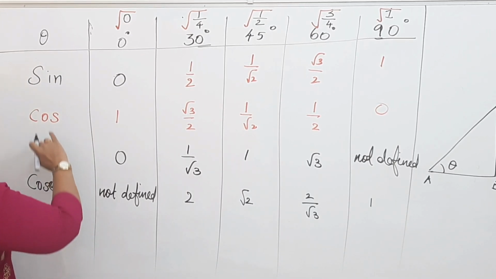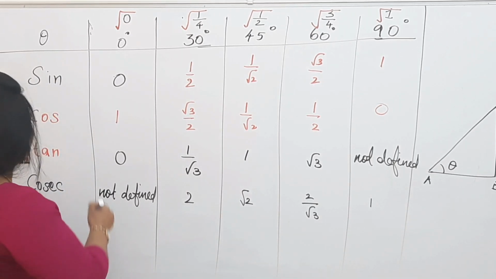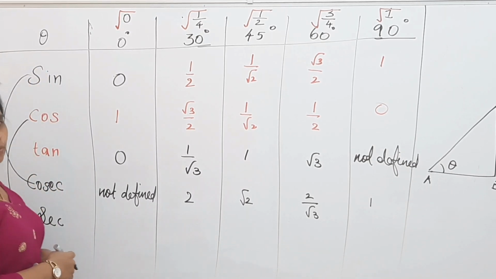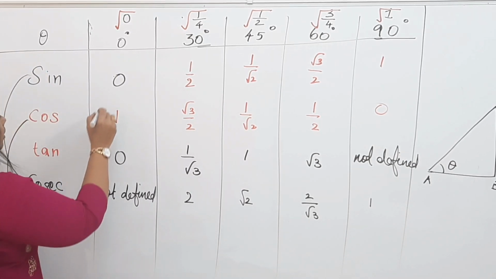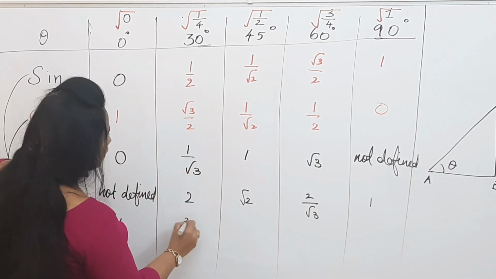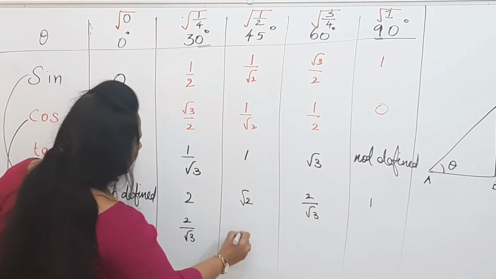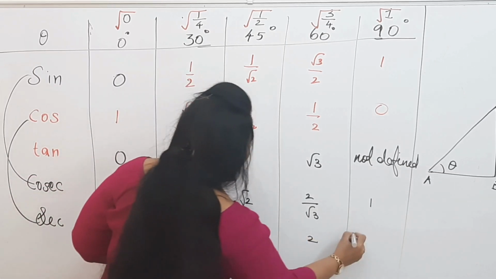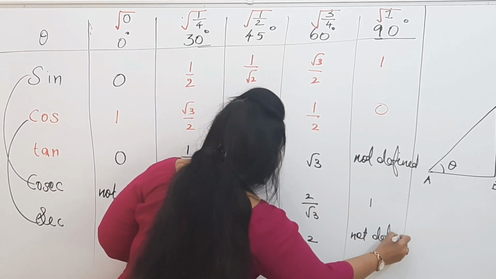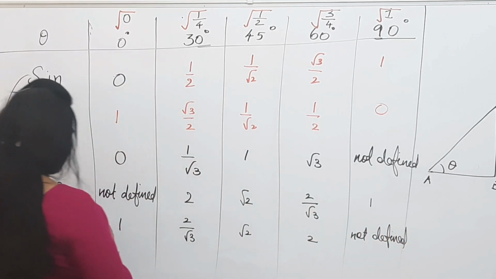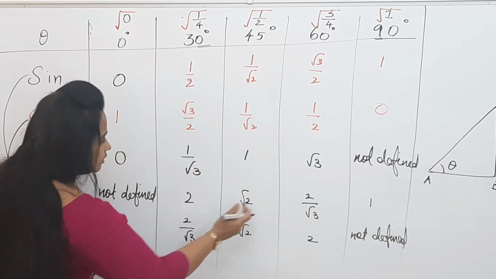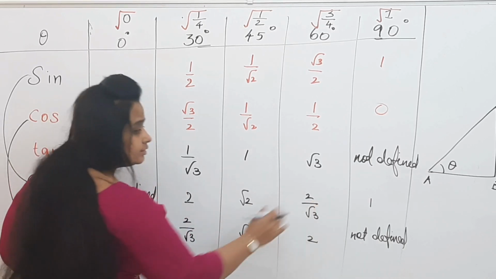The next one we go for is sec. Sec is the reciprocal of cos, because S goes with C and S goes with C, I told you. So sec is 1 by 1, that is 1, and then 2 by root 3, root 2, 2, and this is not defined. If you are finding it difficult to take the reciprocal for sec, you just write the same values in the order. You see here, you get it.